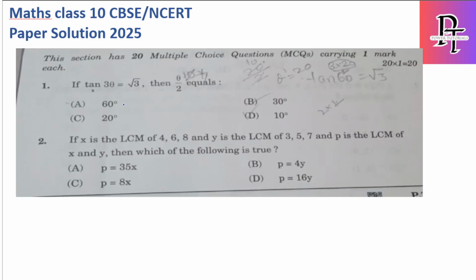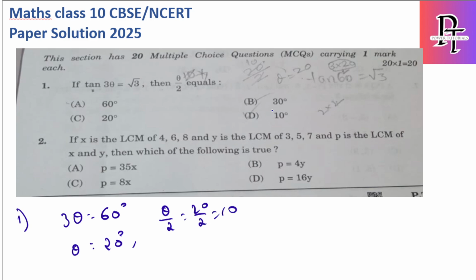So in the first question, I hope the question is visible. The question is, if tan 3 theta is root 3, they're asking theta by 2. So at which angle tan will be root 3? At 60 degrees. So 3 theta is equal to 60 degrees. Theta will become 60 by 3, which is 20 degrees. What they are asking? Theta by 2. Theta by 2 is 20 by 2, which is 10. So the first answer is D.